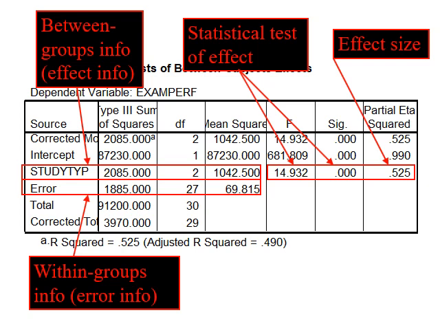So if I was going to report this particular F, I would report F, parentheses, 2, 27, parentheses, equals 14.93, p less than 0.001, comma, partial eta squared equals 0.53, rounding it to 2 decimal points.